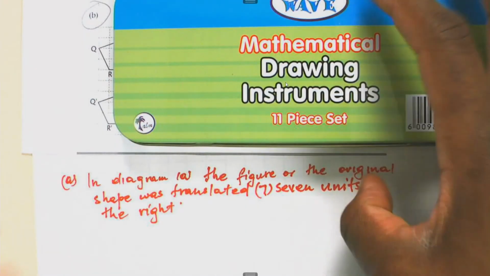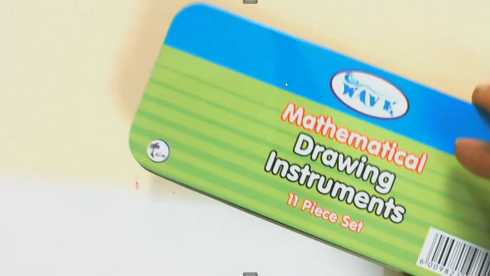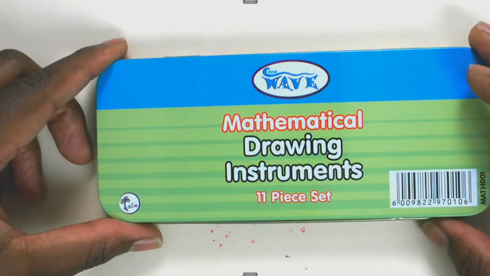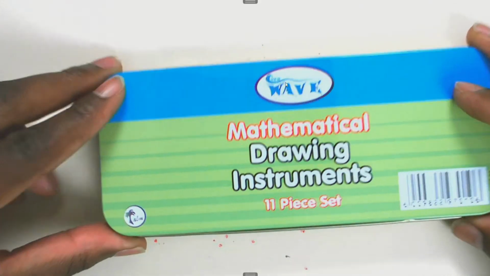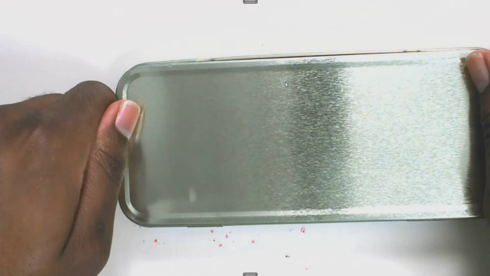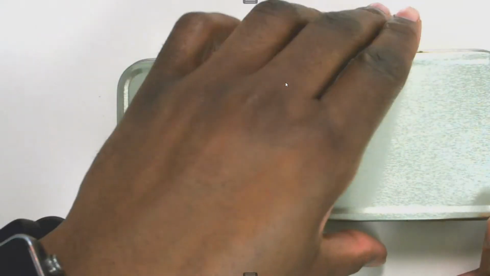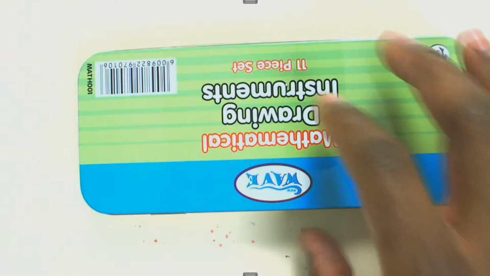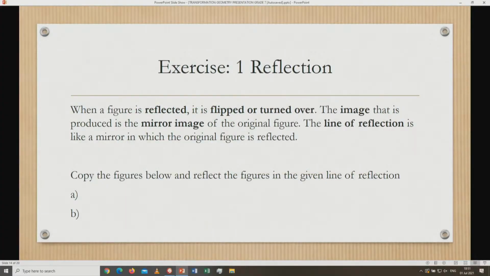Right. This is an instrument. Now, I want to reflect this instrument. So I'm going to flip it. I did the reflection there. Or I can do it this way. Can you see? So that is what they are saying there when they say that when a figure is reflected, it is flipped or turned over.